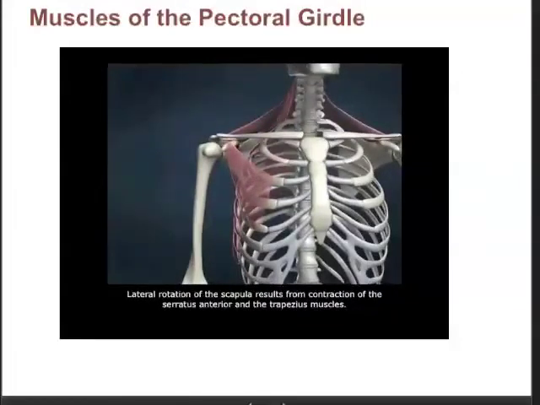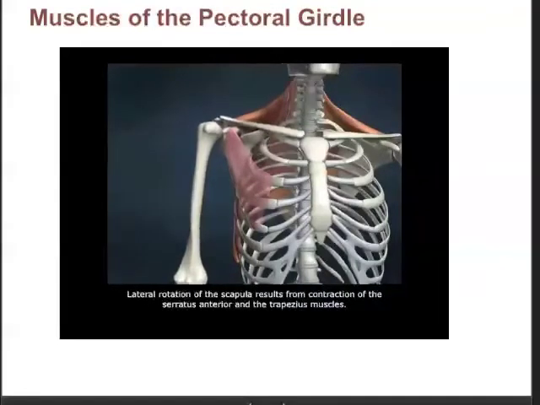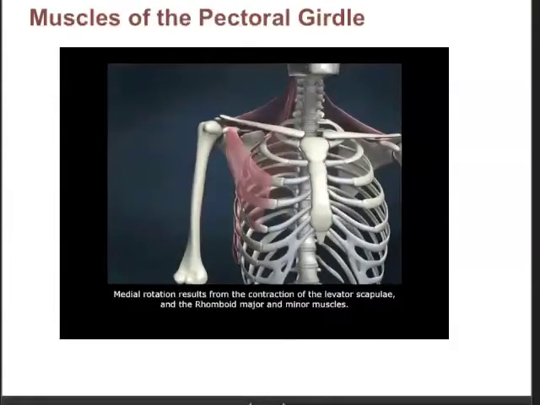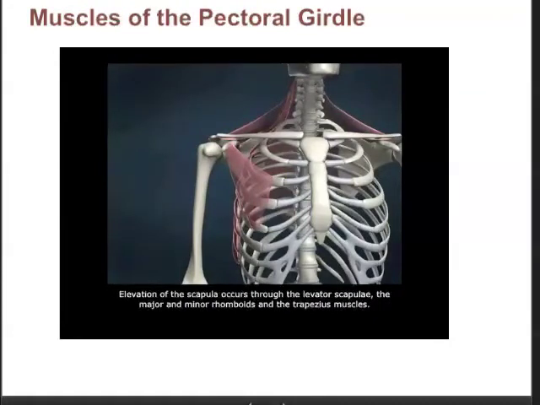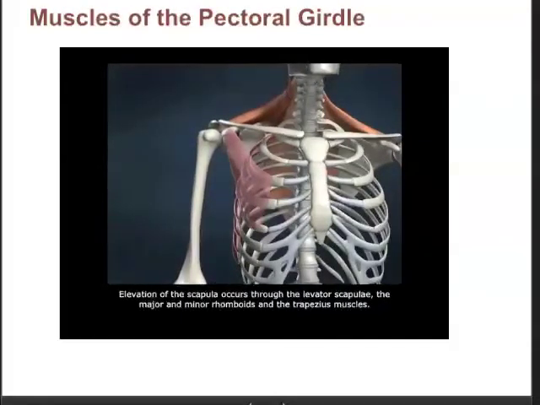Lateral rotation of the scapula results from contraction of the serratus anterior and the trapezius muscles. Medial rotation results from the contraction of the levator scapulae and the rhomboid major and minor muscles. Elevation of the scapula occurs through the levator scapulae, the major and minor rhomboids, and the trapezius muscles.